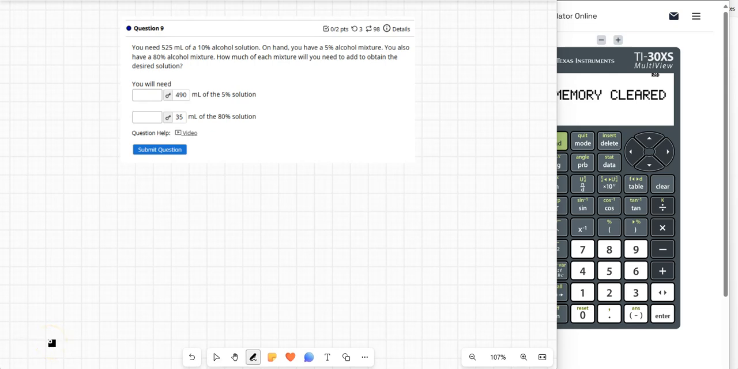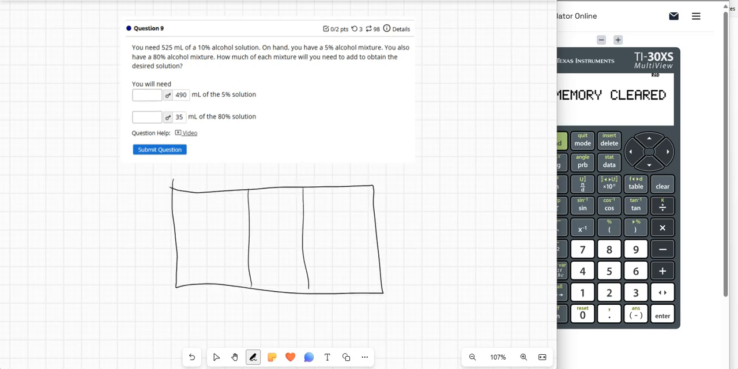All right, let's take a look at this mixture problem. I want to show you a table technique that allows you to solve all of these types of mixture problems easily. First off, the table is a 3 by 3 table, so let's set that up. 3 rows, 3 columns.